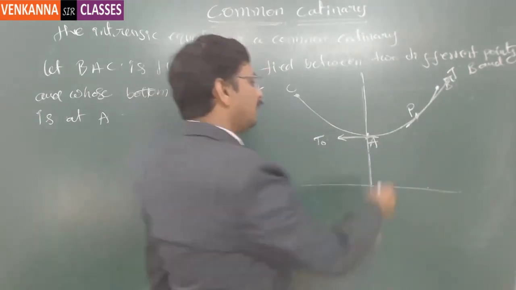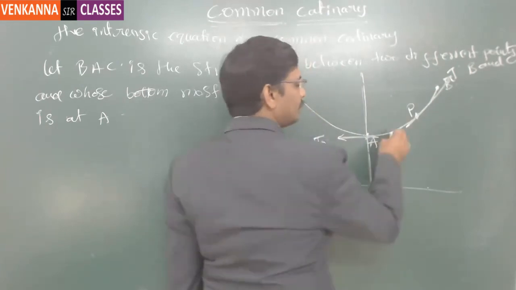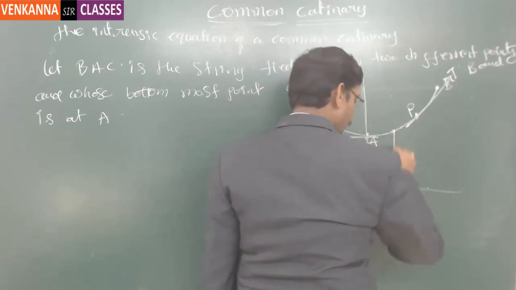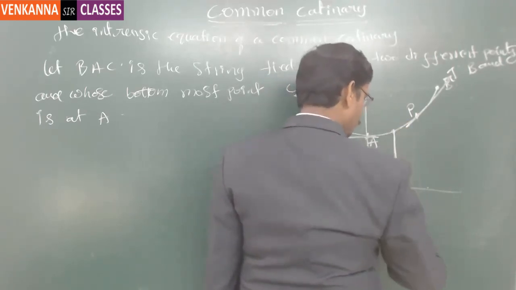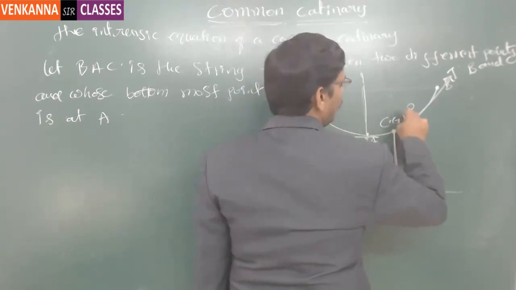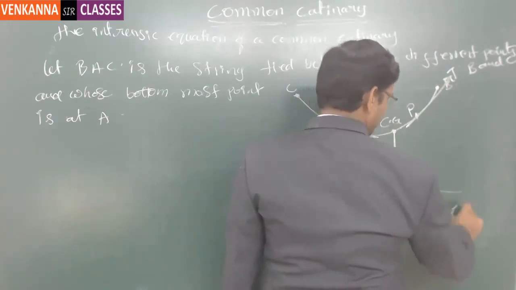And then here the mass of this particular string is concentrated at the center of gravity. This is the place where the mass is acting downwards because of the center of gravity. So this is CG and the weight of the string.